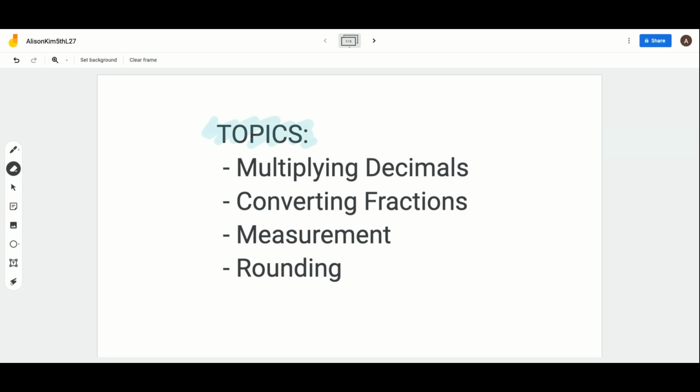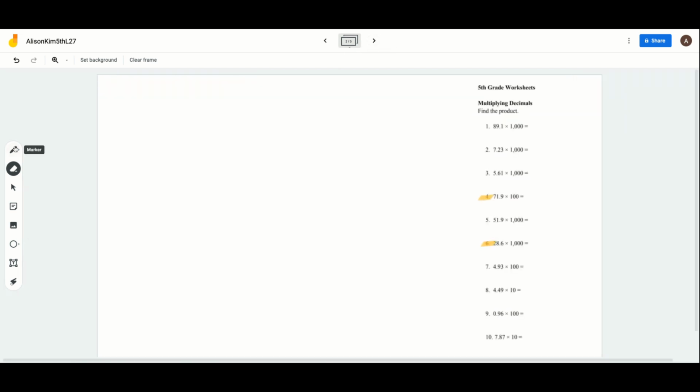Hi 5th graders, today's topics are multiplying decimals, converting fractions, and measurement and rounding. So let's get started with multiplying decimals first. It may seem like a review from last week and the weeks before, but it's actually kind of different because, as you can see when you look through the 10 questions, they're all multiplied by 1,000, 100, or by 10. That's because there's a trick to solving these questions.